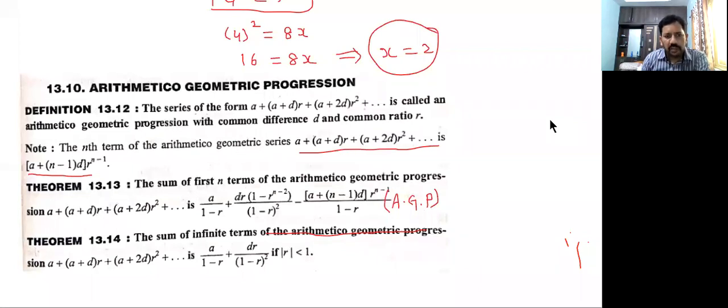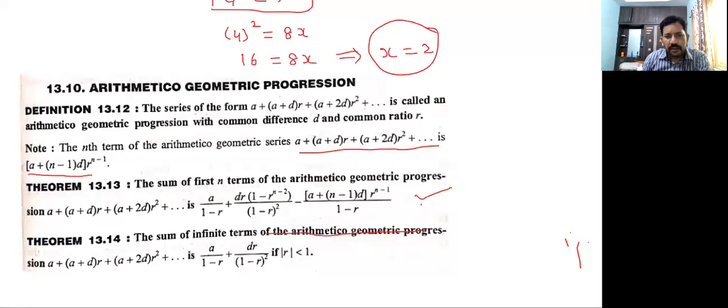Okay, this is the nth term of arithmetic geometric progression. Just copy the formula. The sum of first n terms of the arithmetic geometric progression, the sum of n terms formula, is: a by 1 minus r plus dr into 1 minus r power n minus 2 divided by 1 minus r whole square, minus a plus n minus 1 into d into r power n minus 1 by 1 minus r. This is the sum of n terms formula in arithmetic geometric progression.